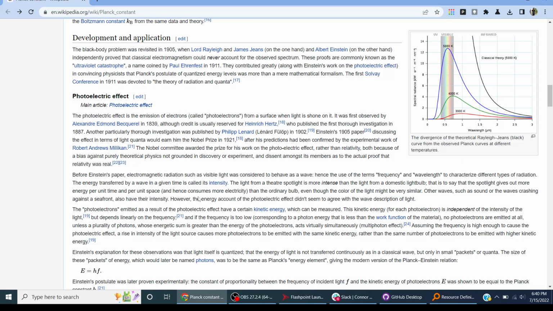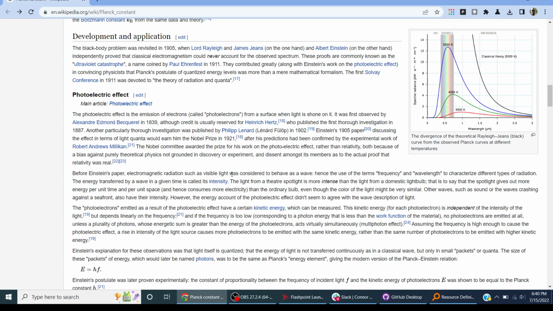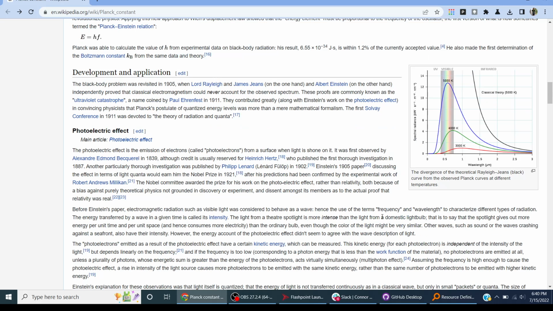Before Einstein's paper, electromagnetic radiation such as visible light was considered to behave as a wave, hence the use of the terms frequency and wavelength to characterize different types of radiation. The energy transferred by a wave in a given time is called its intensity. The light from a theater spotlight is more intense than light from a domestic light bulb.